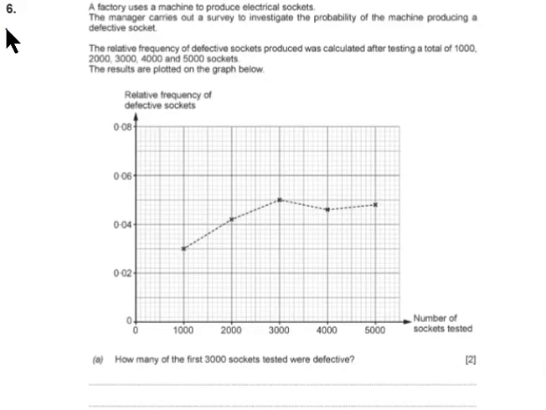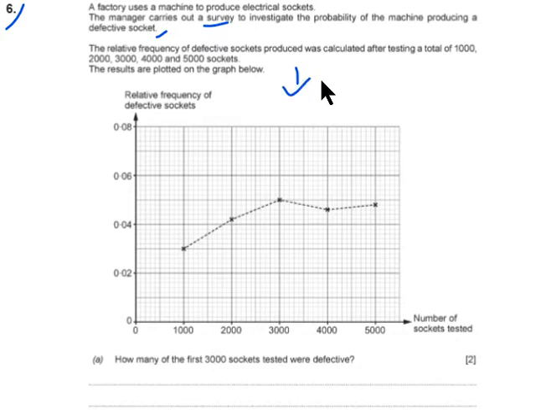Question 6. A factory uses a machine to produce electrical sockets. The manager carries out a survey to investigate the probability of the machine producing a defective socket. The relative frequency of defective sockets produced was calculated after testing a total of 1,000, 2,000, 3,000, 4,000 and 5,000 sockets, and the results are plotted on the graph below.